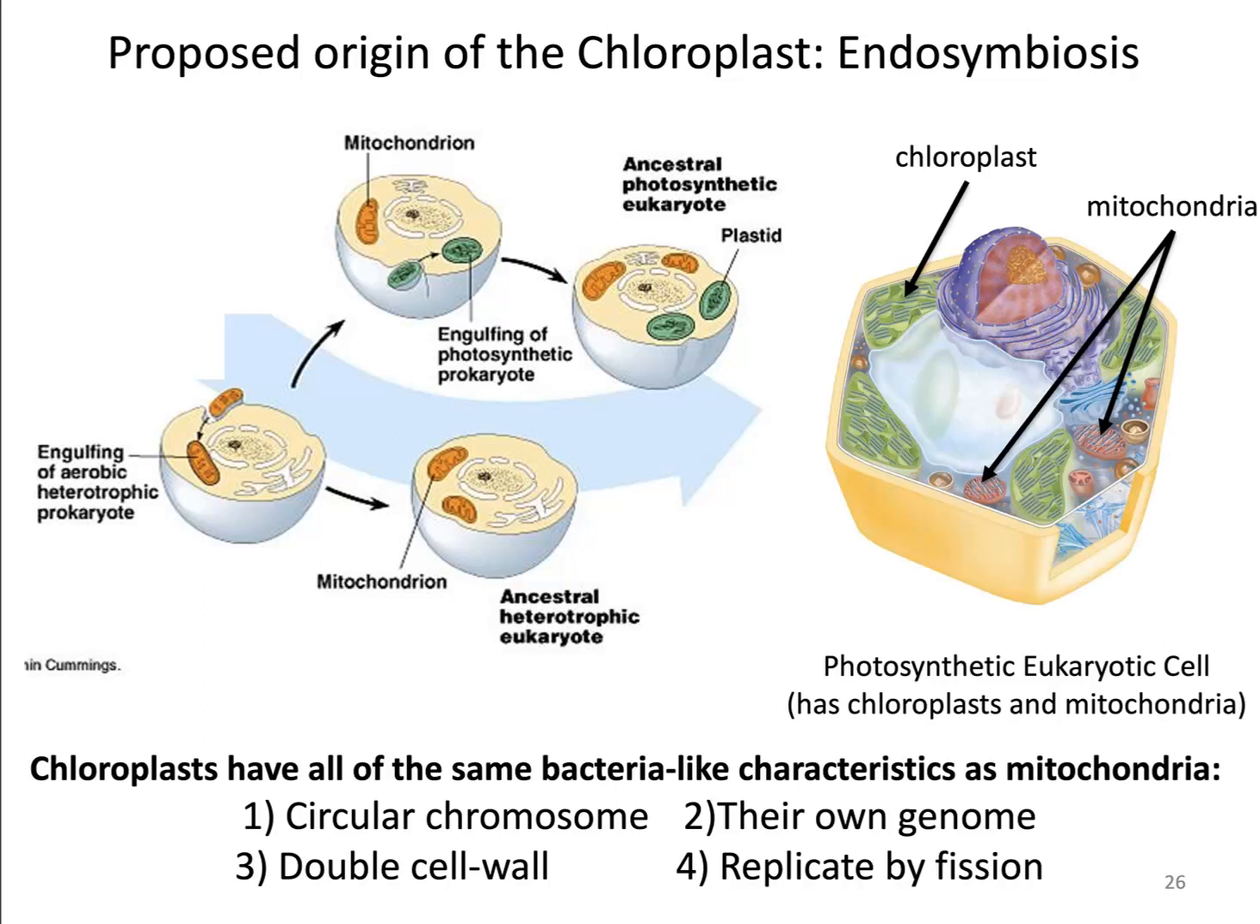And if you look at present-day plant cells or photosynthetic eukaryotic cells, you can see that those photosynthetic cells have chloroplasts, so this is one organelle that can do photosynthesis to produce sugars, and then they also have mitochondria as well, and those mitochondria can use some of those sugars that the chloroplasts produce to convert those sugars into ATP. So if you look at photosynthetic eukaryotic cells, they have chloroplasts and mitochondria, just like this theory predicts. And when you look at chloroplasts, they have all the same bacteria-like characteristics as mitochondria. So they have circular chromosomes, they have their own genome, they have a double cell wall, and chloroplasts also replicate by fission. And so all of these pieces of information support this theory that chloroplasts also evolved through this endosymbiosis of a bacterial species that could do photosynthesis.